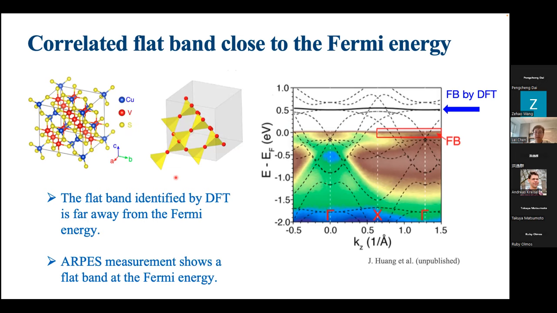But the flat band identified from the DFT calculation is much farther away from the Fermi energy, while the ARPES measurements, on the other hand, show that the flat band is exactly at the Fermi energy. Clearly, there's a huge difference between the measurement and the simulations, and the issue is how we should understand this difference.